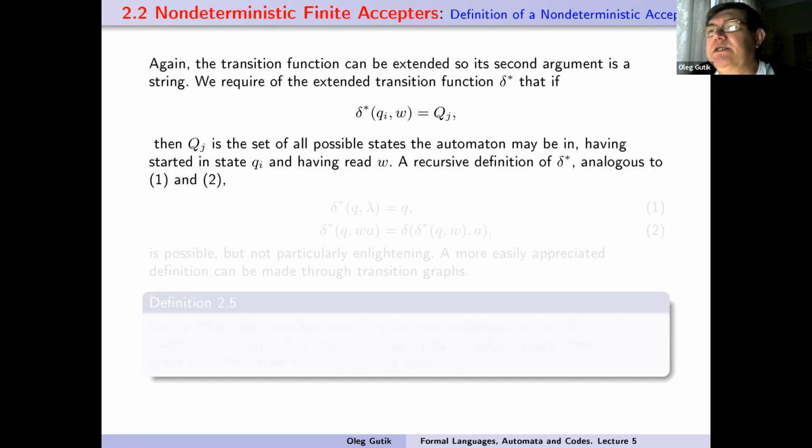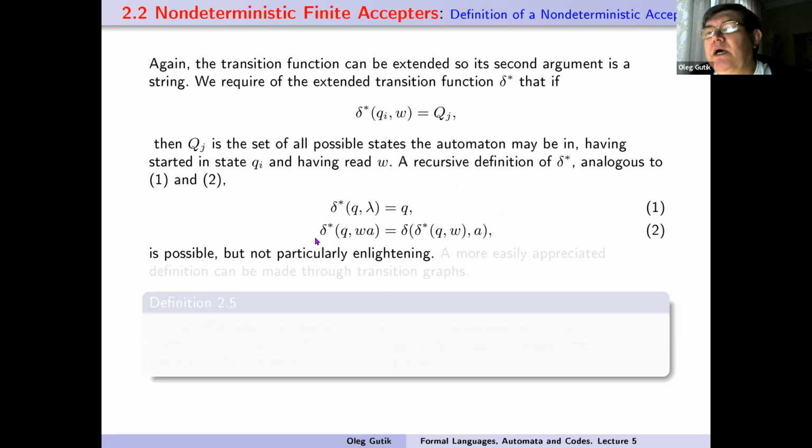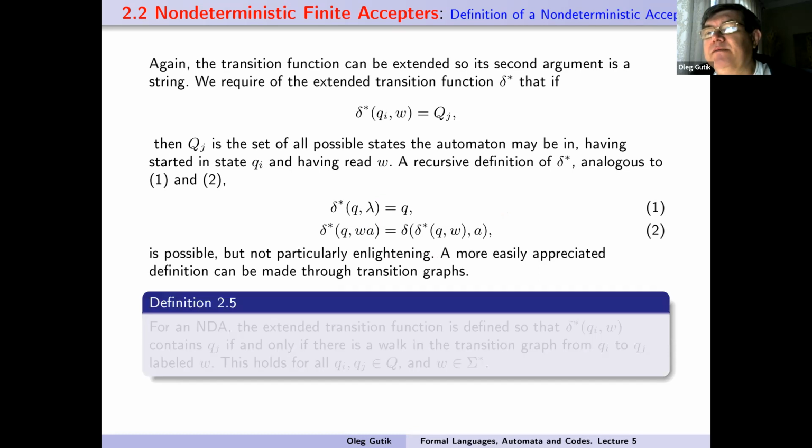A recursive definition of the transition function delta star, analogous to equations 1 and 2, is possible, but not particularly enlightening. A more easily appreciated definition can be made through the transition graph.